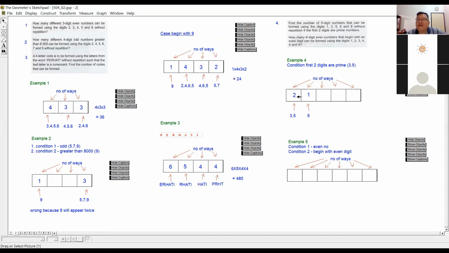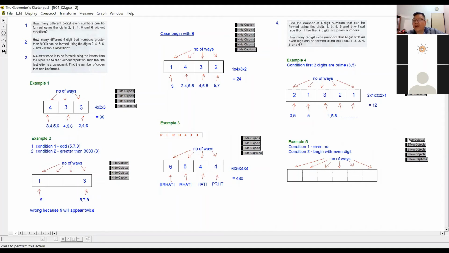After filling up the first 2 boxes, how many numbers are left? 1, 2, 3. 3 numbers left. So this one will be 3, then here will be 2, then here will be 1. So the last 3 places are 3, 2, and 1. You multiply all these numbers together, 2 times 1 times 3 times 2 times 1. The answer is 12.